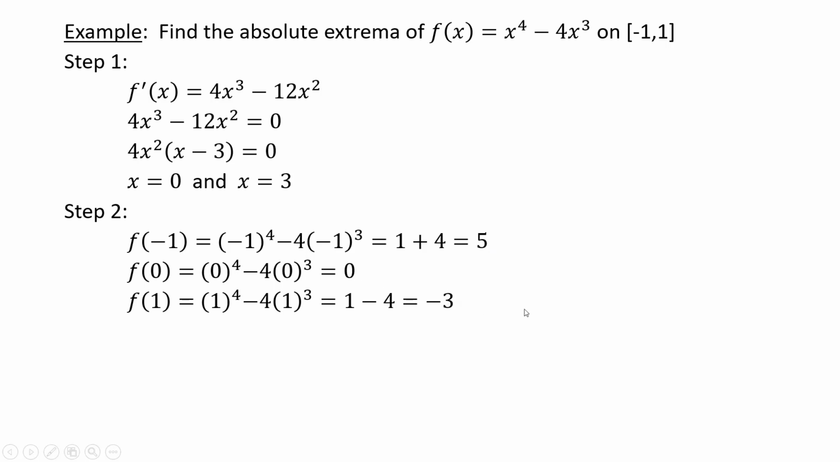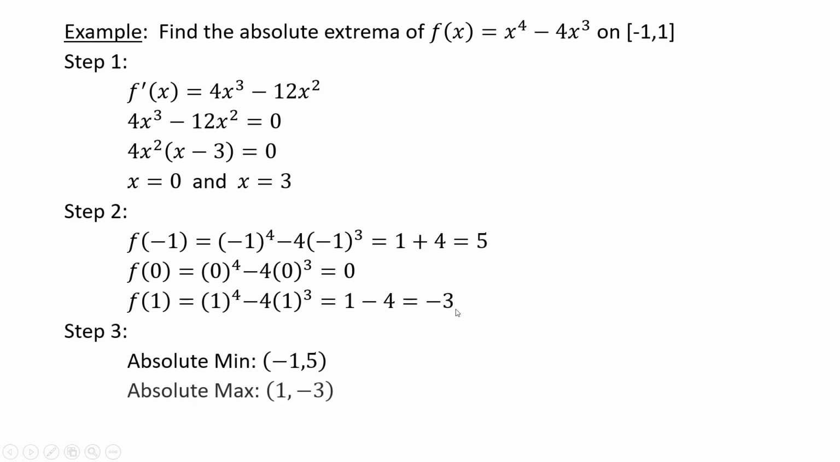What's the biggest value I got out? 5, so that's my absolute maximum. What's the smallest value I got out? Negative 3, so that's my absolute minimum. And so I can label my absolute max and absolute min accordingly, and those are ordered pairs. Let's do one more example.